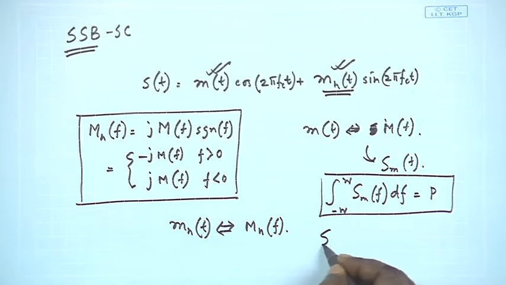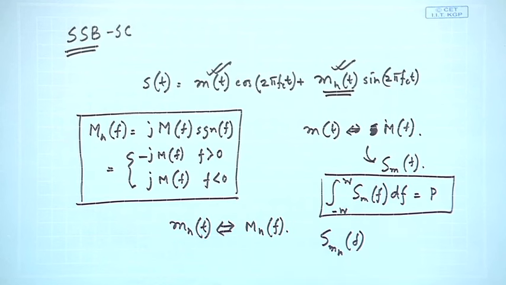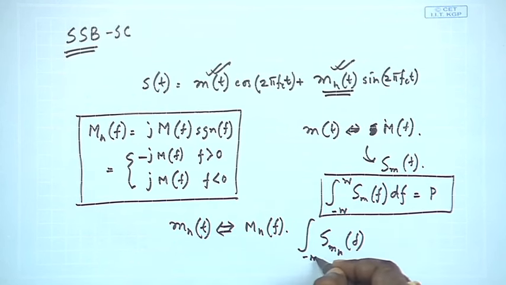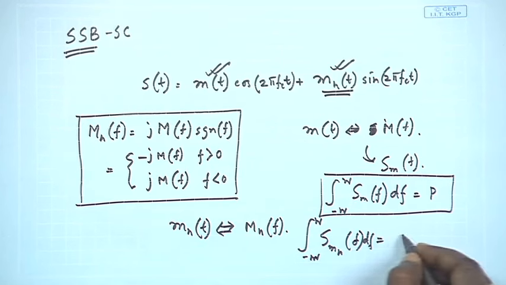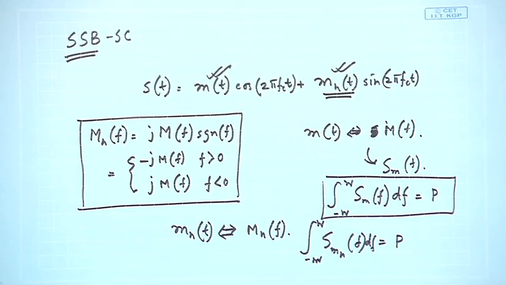Their amplitude and phase spectra, especially the phase spectrum, will be different. The amplitude spectrum will still remain the same, only the phase spectrum will be different. But if I go to the power spectral density, there is exactly no difference. So, if I write that as S_M_h(f), that is also band limited, and if I integrate from minus W to W, that must also be P. This is the extra information I get.